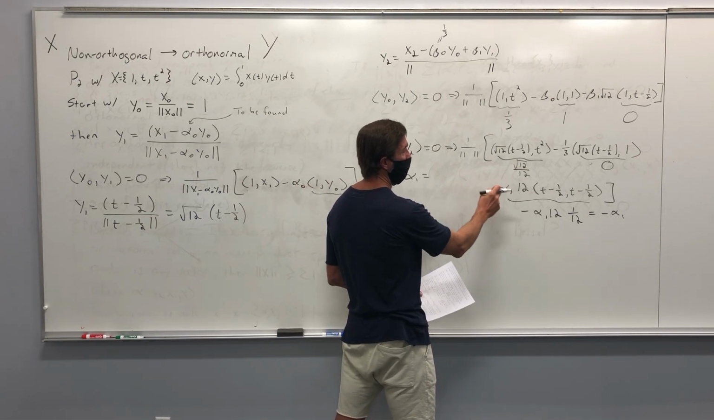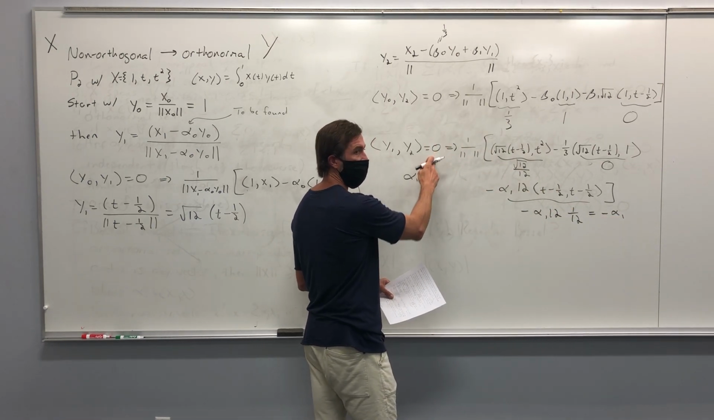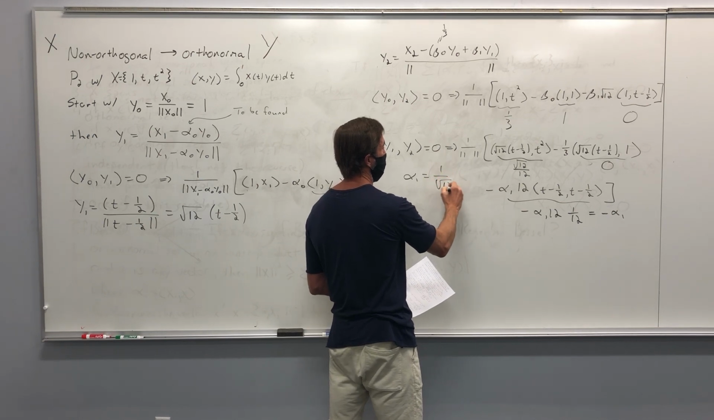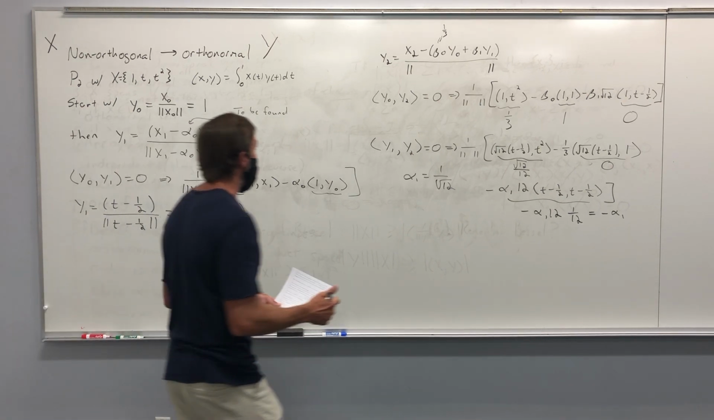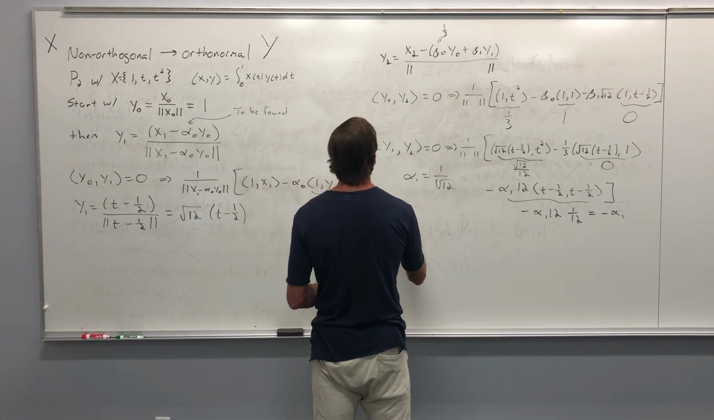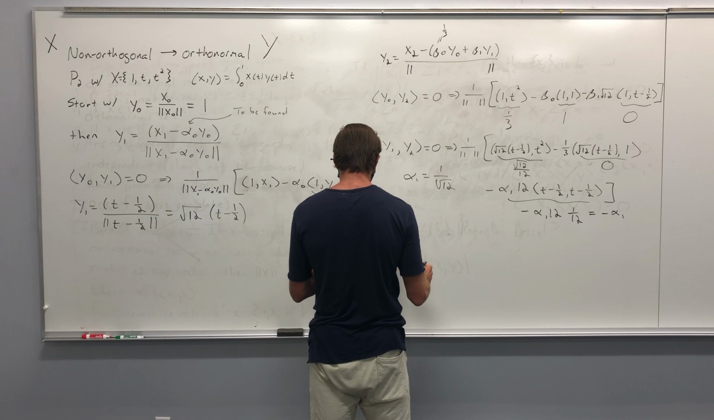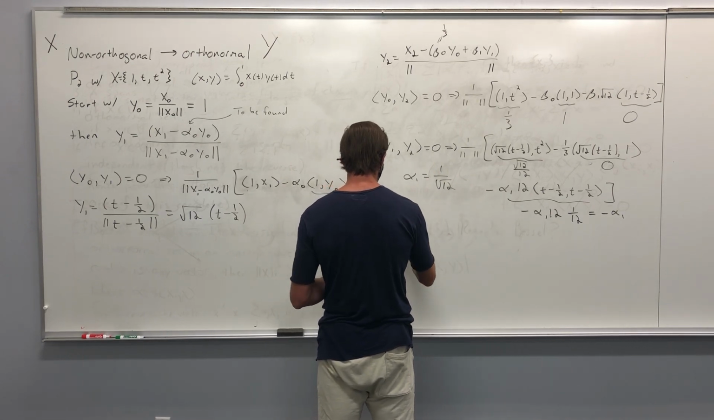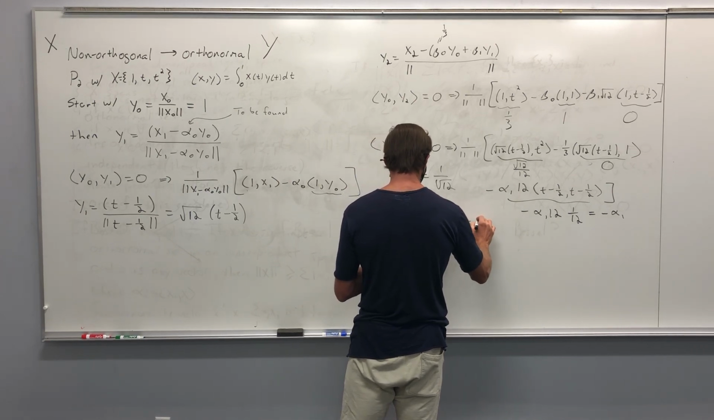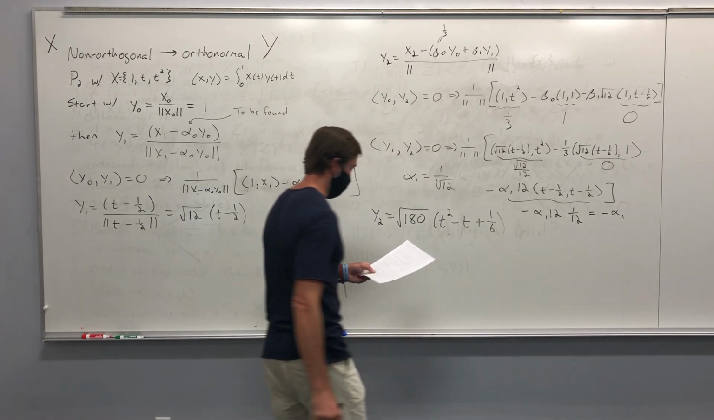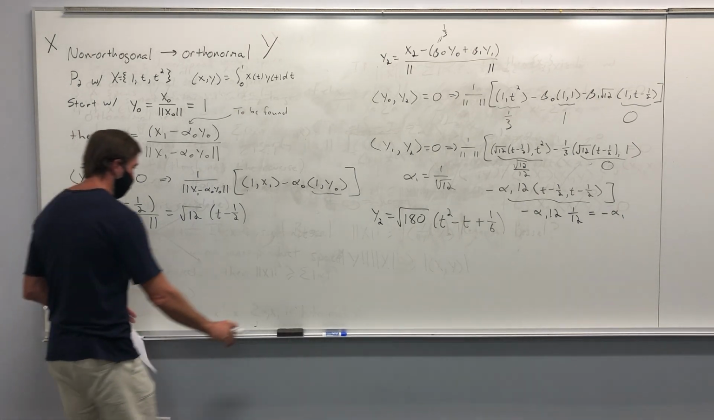So this minus alpha 1 is equal to 0. So alpha 1 is equal to 1 over root 12. And now we can write our y2 vector. If I work out what the magnitude is in the denominator, now using the expressions for alpha 0 and alpha 1, it becomes square root of 180 times t squared minus t plus 1/6. So there you go.